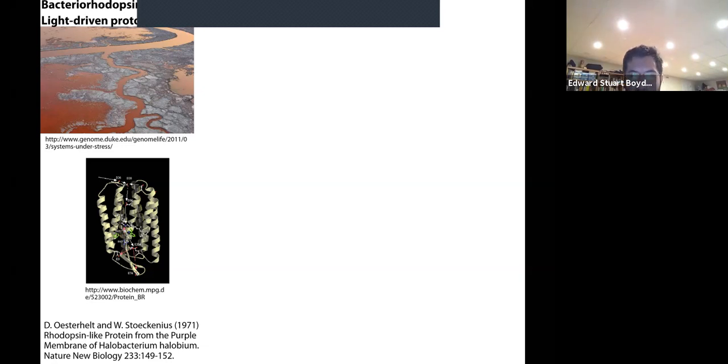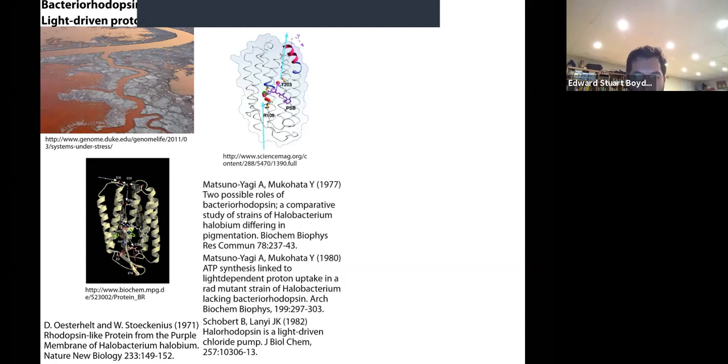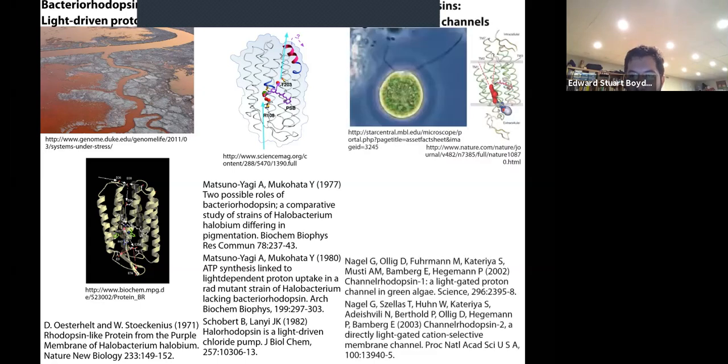Ten years later, several groups found light-driven chloride pumps, also for energy storage. And then finally, around the turn of the millennium, people found light-driven ion channels in algae. So this looked very interesting. In a single molecule, you have all the different parts, a light sensor, a pump or channel that transports ions, and furthermore, it's all encoded by a small gene.